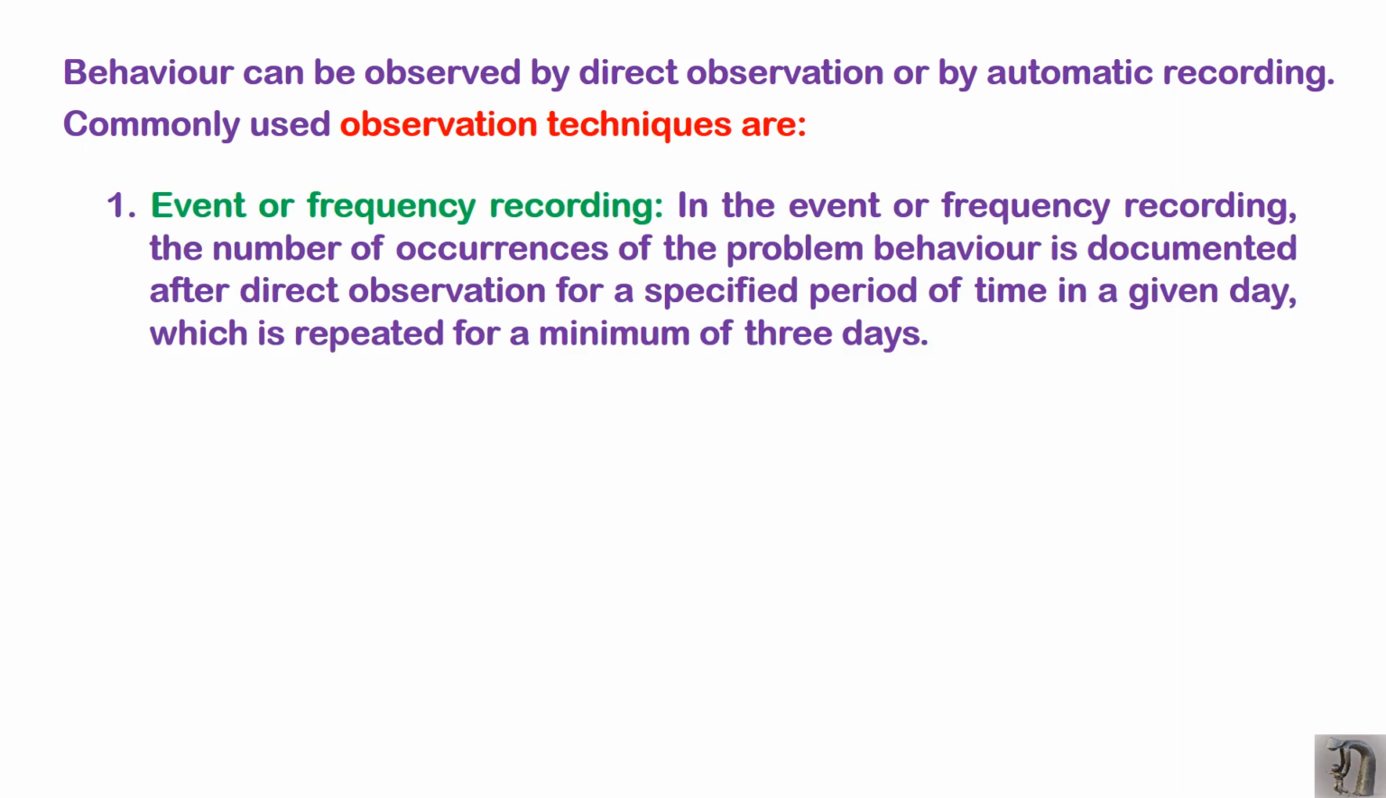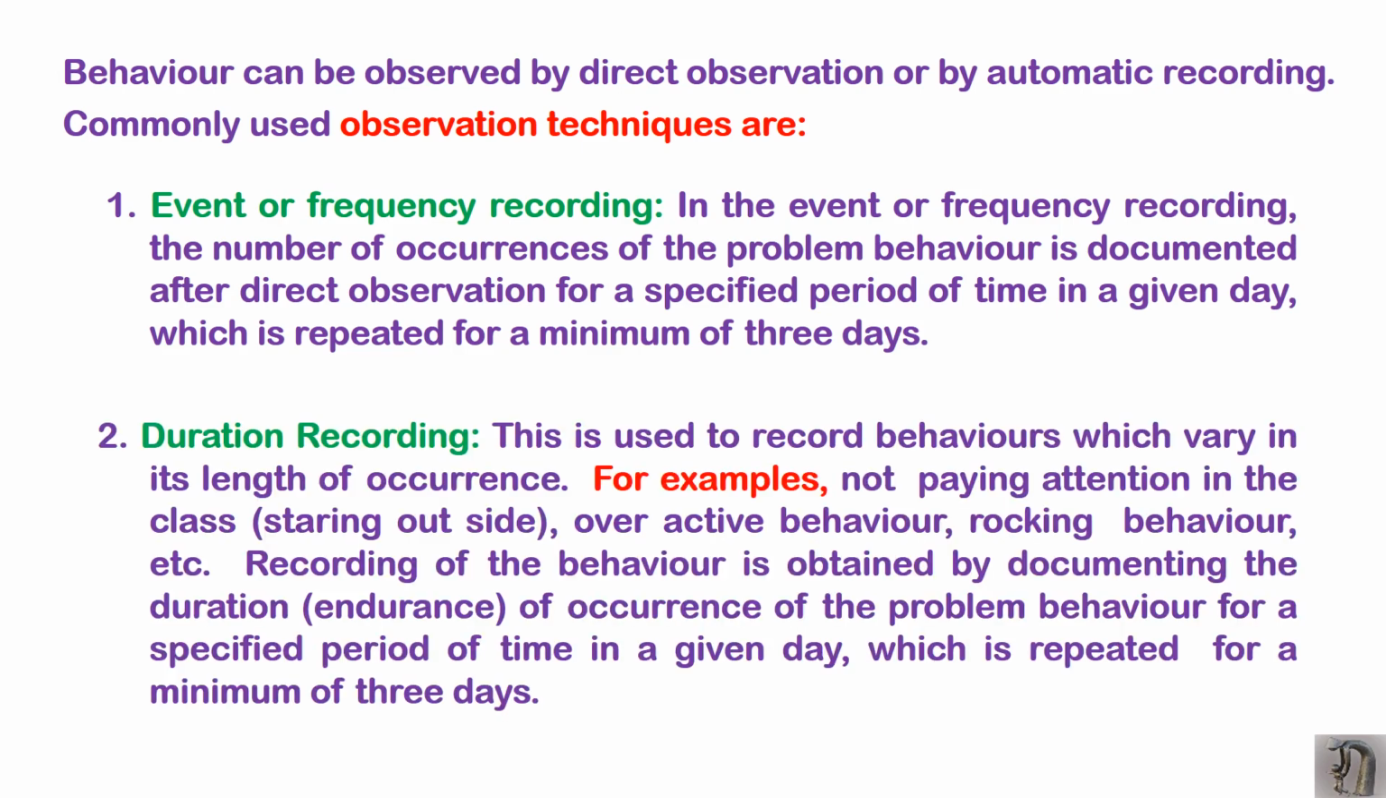In event or frequency recording, the number of occurrences of the problem behavior is documented. If the child is kicking, that is the occurrence of the problem behavior, and you note how many times. After a direct observation for a specified period of time in a given day or week, you need to note it down and repeat that for at least 3 days. Even 6 days will give you a clearer picture.